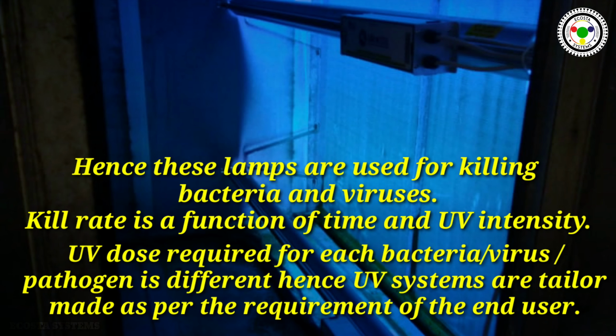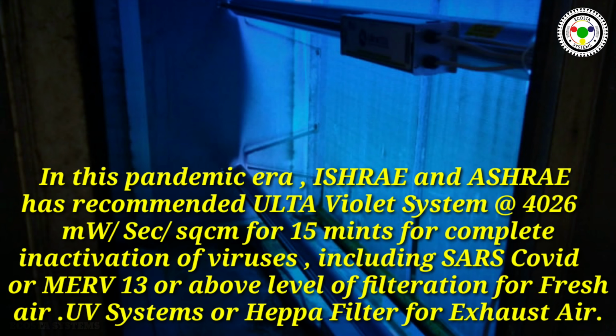UV dose required for each bacteria, virus or pathogen is different, hence UV systems are tailor-made as per the requirement of the end user. In this pandemic era, ISHRAE and ASHRAE have recommended ultraviolet system at 4026 microwatt second per square centimeter for 15 minutes for complete inactivation of viruses including SARS, COVID, or MERV-13 or above level of filtration for fresh air in UV systems or HEPA for exhaust air.